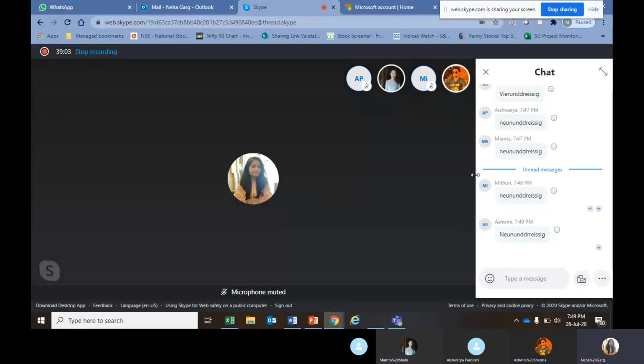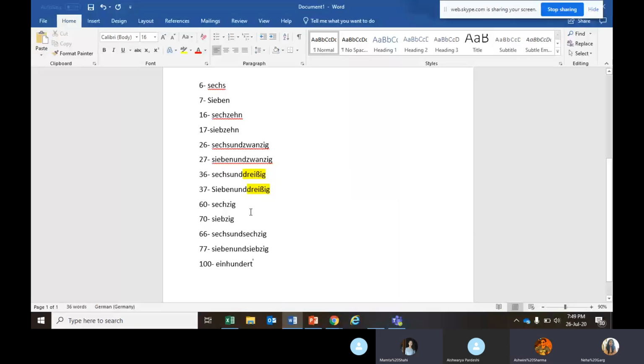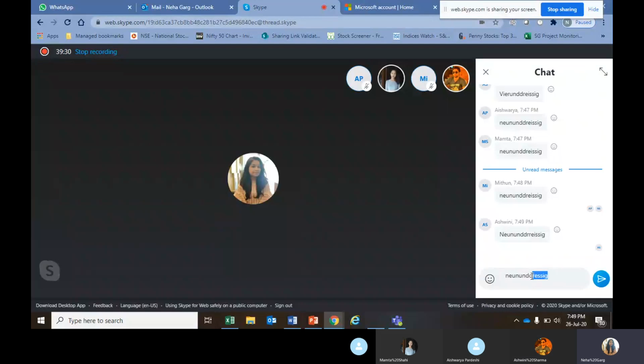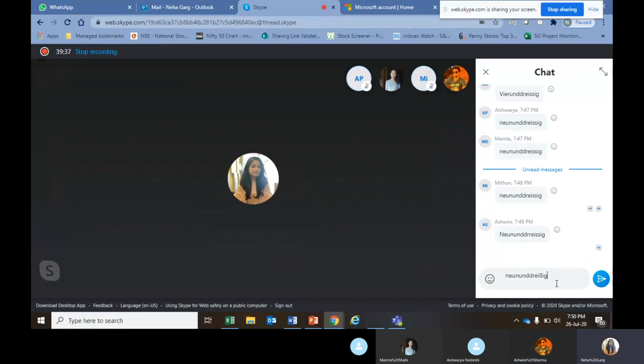Okay, 39. 9 und. You have written double R. Also, you have written double R. It should be 1 R only. Okay. Right? Also, wir schreiben 9 und 30. I have to copy paste it because my system is not allowing me to type that beta sign. 9 und 30. Okay.